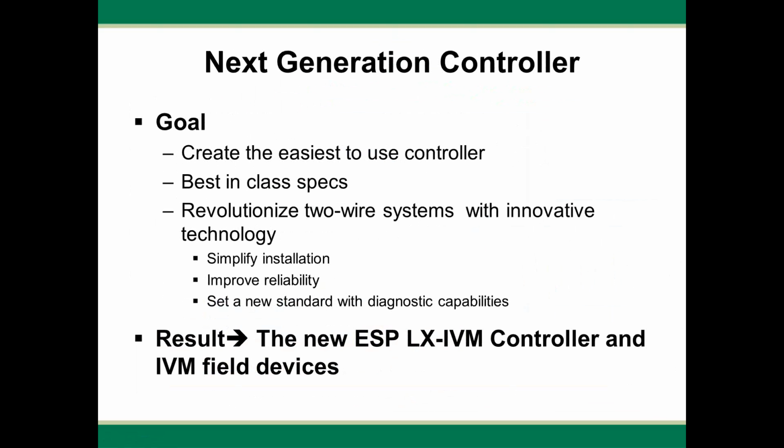So Rainbird set out to establish some goals regarding the next generation controller. What is this controller? Our goals were simple. It was to create the easiest to use controller, not one that was complicated, but one that had a lot of features built into it. We genuinely, as we always want to do, want to create the best in class specifications for our products moving forward. And we really wanted to create something that revolutionized two-wire systems using innovation and technology.